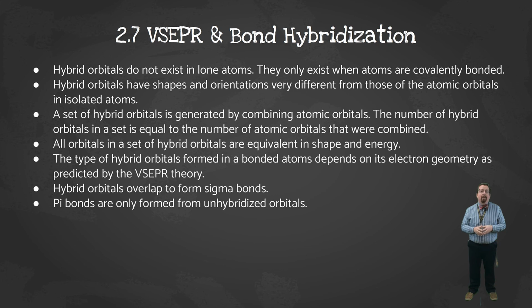There are three types of hybrid orbitals, which we'll learn about in a second, but those different types are dependent on the electron geometry of the molecule. And lastly, the hybridized orbitals will overlap to form sigma bonds, but pi bonds are only formed by unhybridized orbitals.